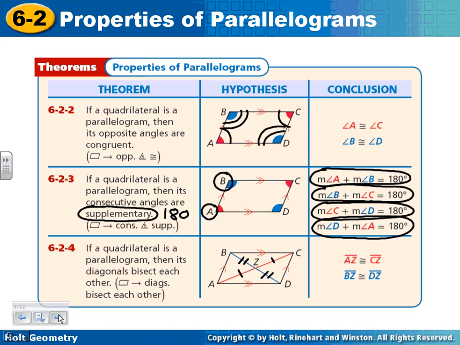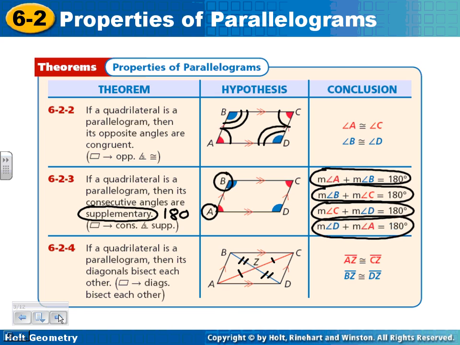So, what do we know about parallelograms? We know opposite sides are parallel. We know opposite sides are congruent. We know opposite angles are congruent. We know consecutive angles are supplementary. And we know the diagonals bisect each other.